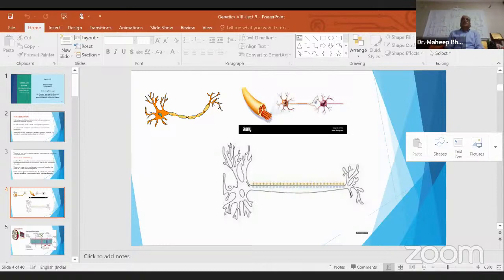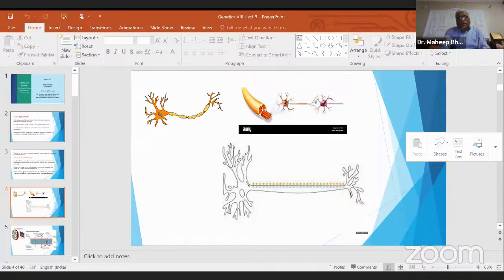These are known as depolarization. When there is a change from positive to negative, this is called depolarization. And when there is again the normal situation, a resting potential, in that case it is known as repolarization. So in a nerve cell, this phenomenon always takes place as depolarization, repolarization. And during this, a large number of volts are produced, which can be easily measured with the help of a voltmeter.